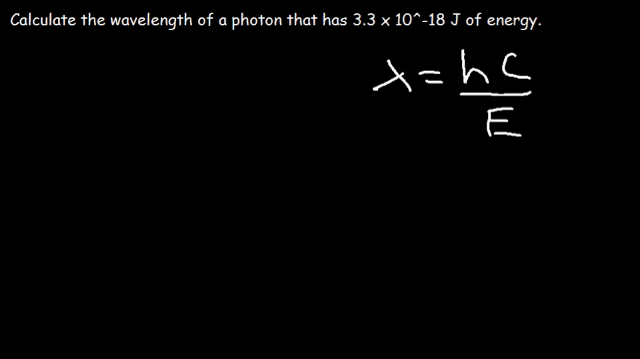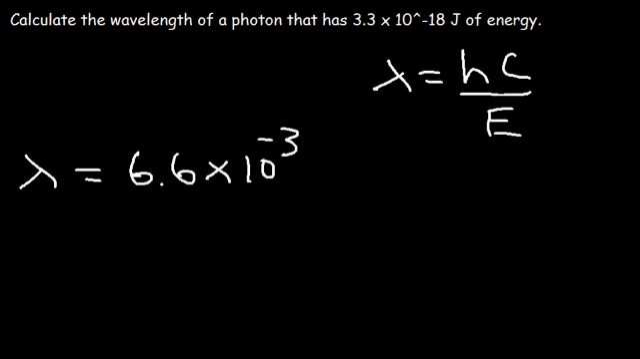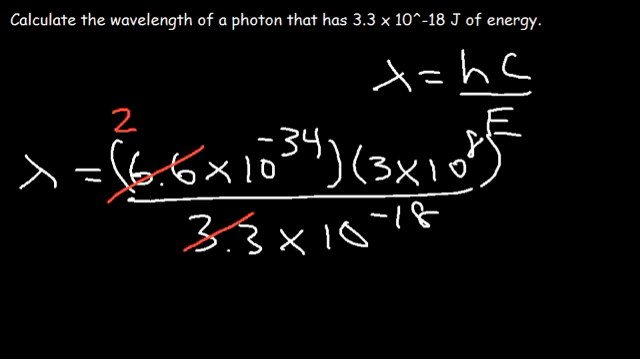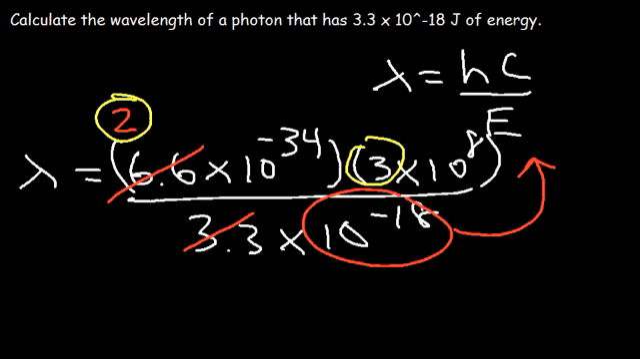So let's go ahead and plug that in. Planck's constant is 6.6 times 10 to the negative 34. And the speed of light is 3 times 10 to the 8. And the photon has an energy of 3.3 times 10 to the negative 18. So 6.6 divided by 3.3, that's 2. And we can move this to the top. So 2 times 3 is 6.